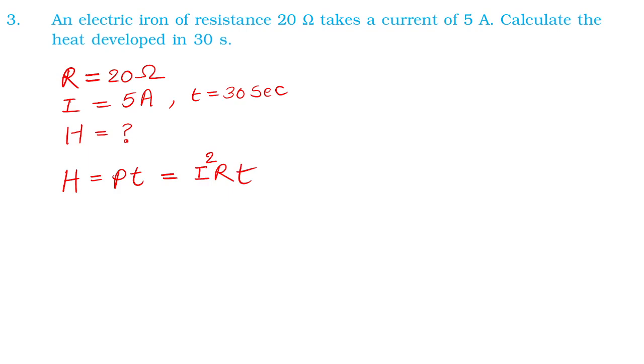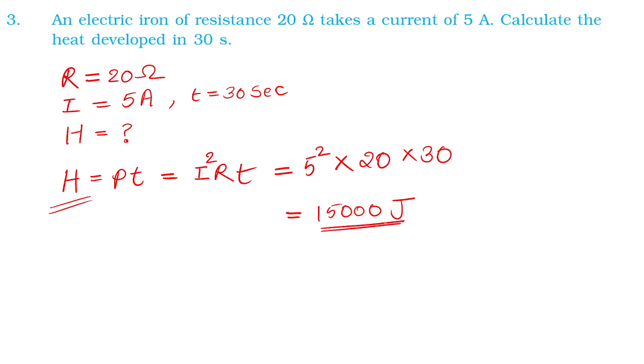So H equal to PT, that is I square RT. I is 5, so 5 square. R is 20. T is 30 seconds. Multiply 25 into 20 into 30, which is 15000 joules. The unit of heat energy is joules. So in 30 seconds, this much heat energy will be produced by the electric iron.